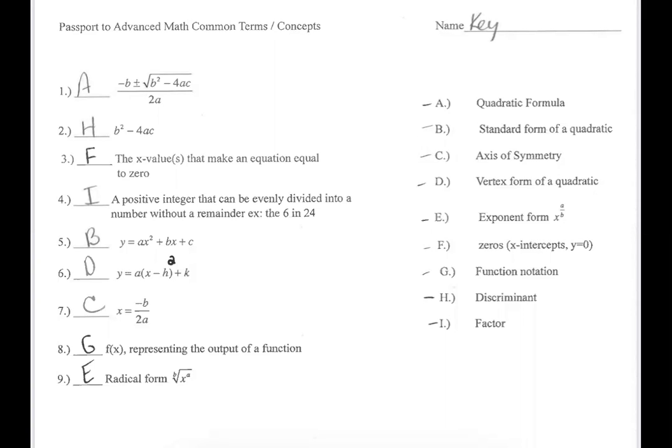Y equals a parentheses x minus h close parentheses squared plus k, where hk, written as an ordered pair, h comma k, would be the vertex.